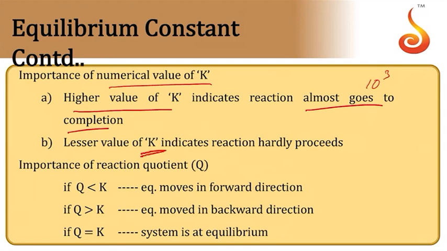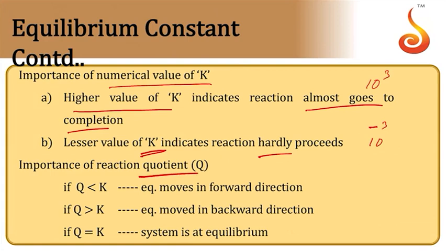A very much lesser value of K, suppose the value is 10 to the power of minus 3, is very much lesser value. It says the reaction hardly proceeds. So the numerical value also gives the nature of the reaction for us. A higher value says the reaction almost all goes to completion. A very much lesser value says the reaction hardly proceeds.